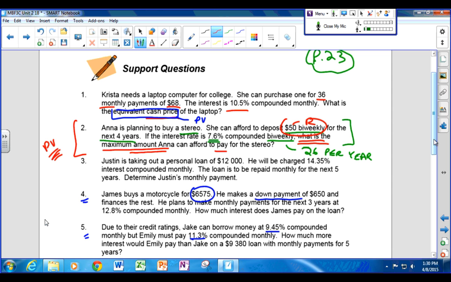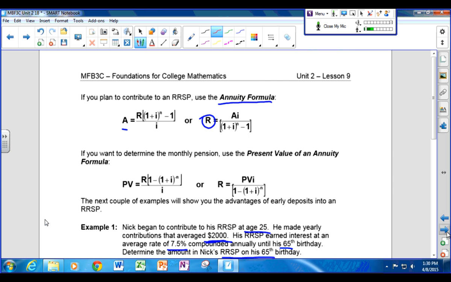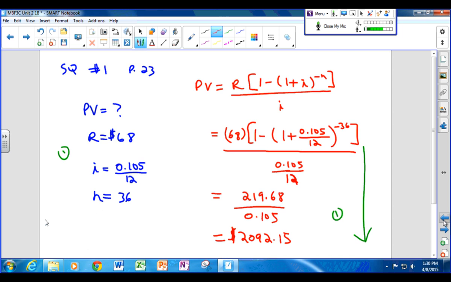All right, here we go. These are the support questions. Let's skip down to the key questions because we haven't really talked about those.